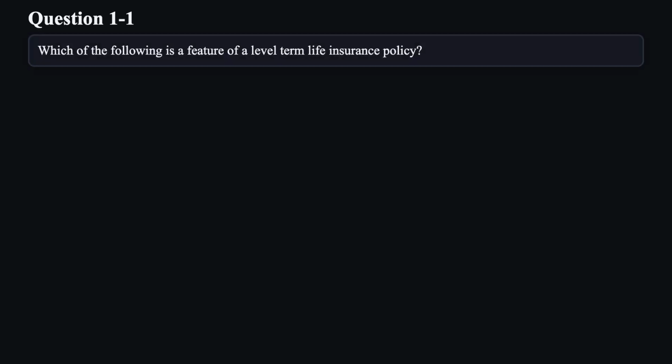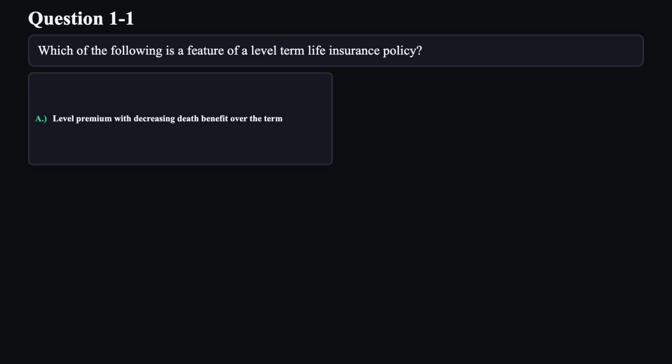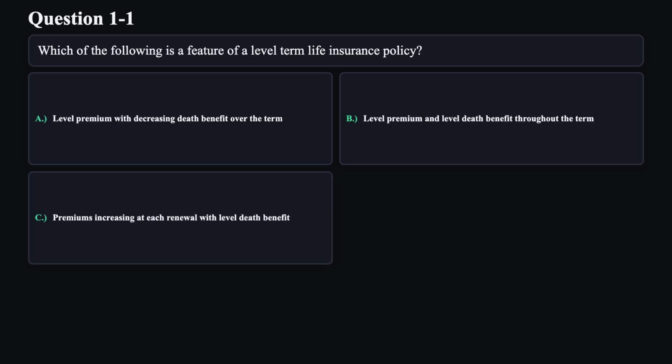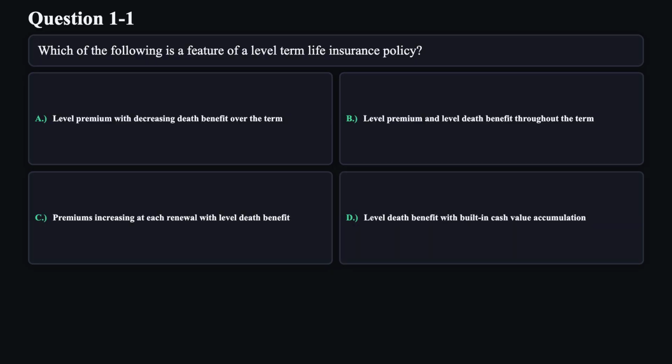Which of the following is a feature of a level term life insurance policy? A. Level premium with decreasing death benefit over the term. B. Level premium and level death benefit throughout the term. C. Premiums increasing at each renewal with level death benefit. D. Level death benefit with built-in cash value accumulation.